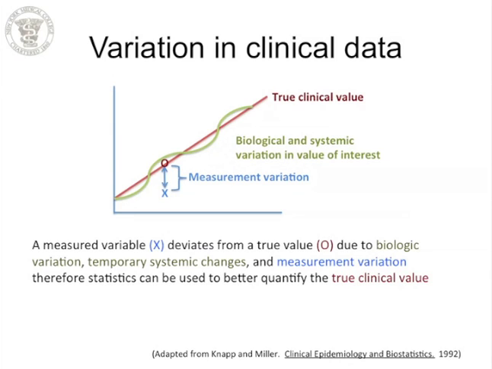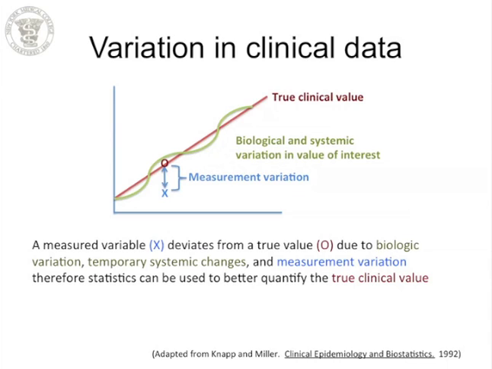So why use statistics? Well, one of the key points about clinical data is variation. Now shown here in red is what we would like to describe as the true clinical variable. Some variable shown on an x and y coordinate axis changing in two directions. Now the true clinical variable is the true underlying biological variable. However, this variable in real time shows variation.